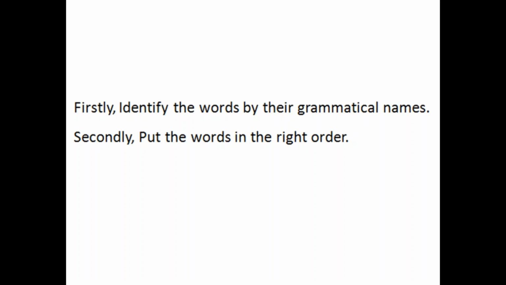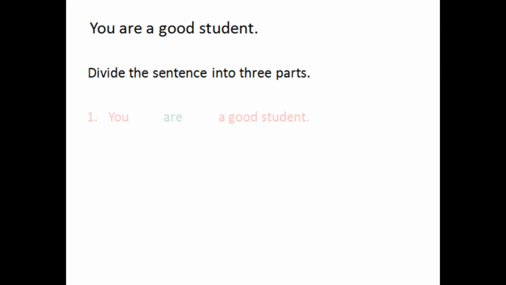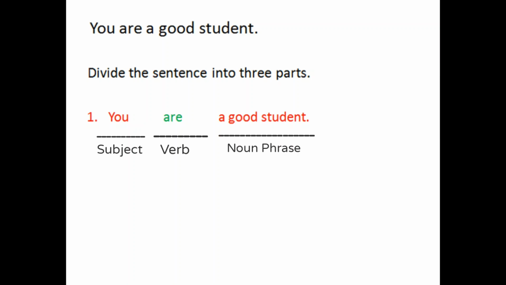Follow only two steps to write English correctly. Firstly, identify the words by their grammatical names. Secondly, put the words in the right order. Look at the sentence. You are a good student. Now divide the sentence into three parts. You are a good student. Here you is the subject, are is the verb, a good student is the noun phrase.